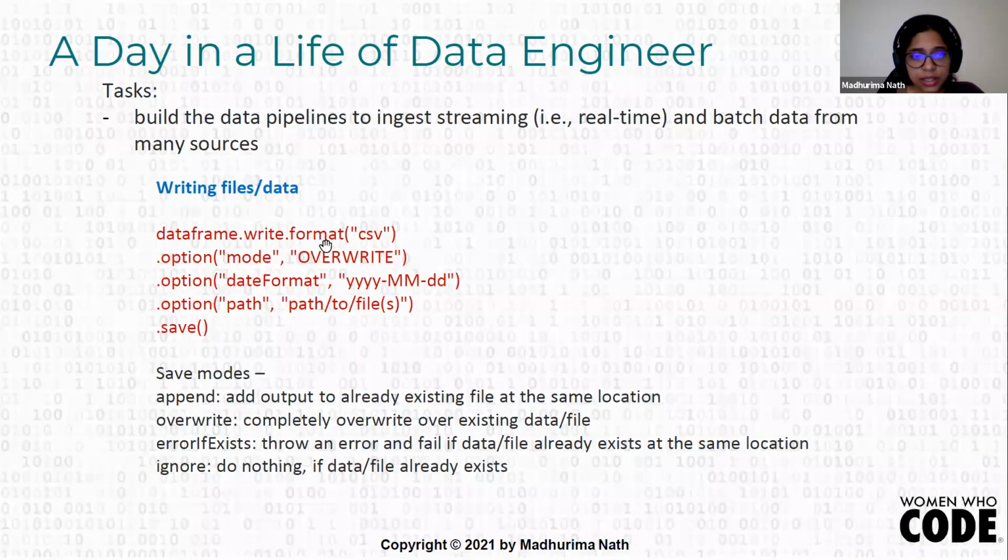And yes, the different save modes that I have: I have the option, do I want to append it to the existing file at the same location, or do I want to completely overwrite with the new data? Or I can say, don't write it if it already exists. Or I can also say, if it already exists, do nothing. It's just a check, I'm checking if it already exists. So there are different options as to how I would want to write this data.